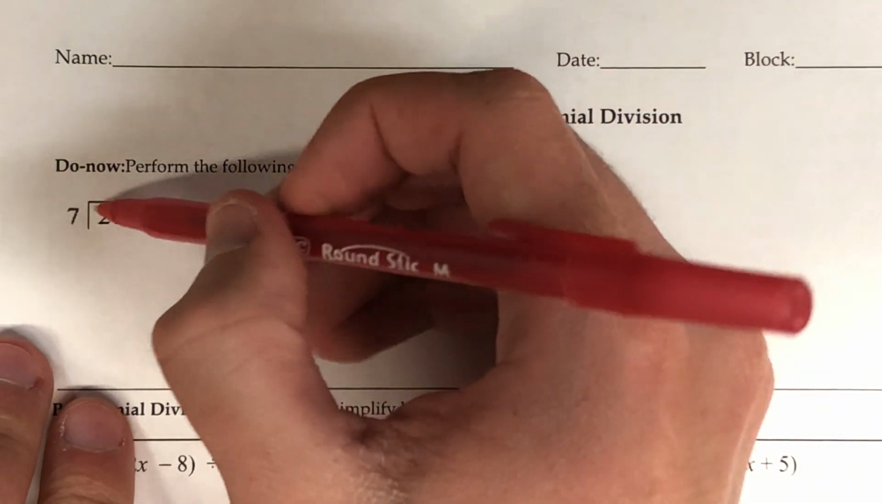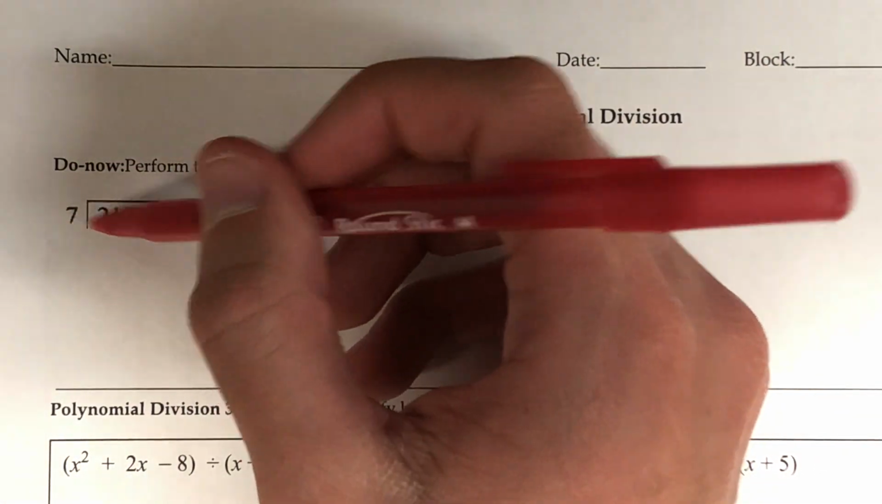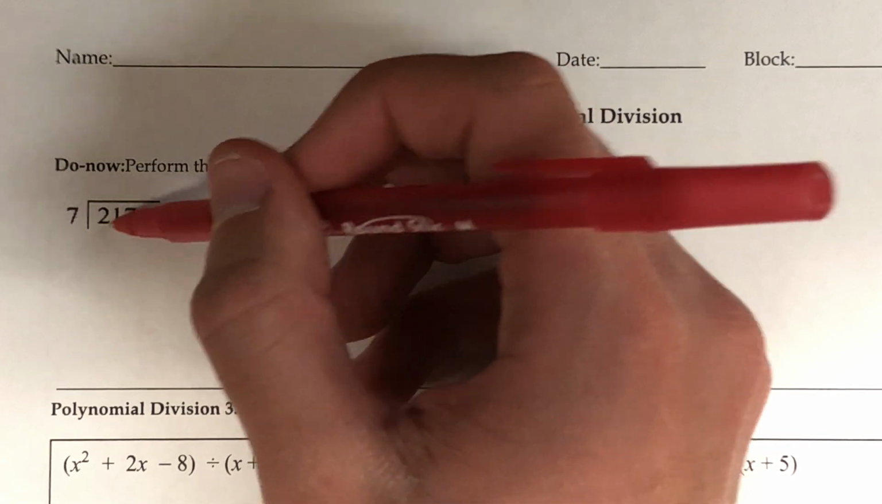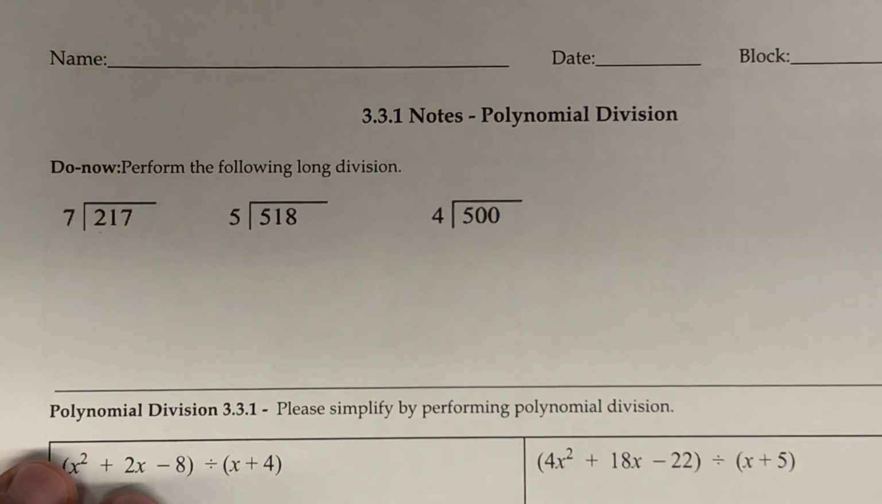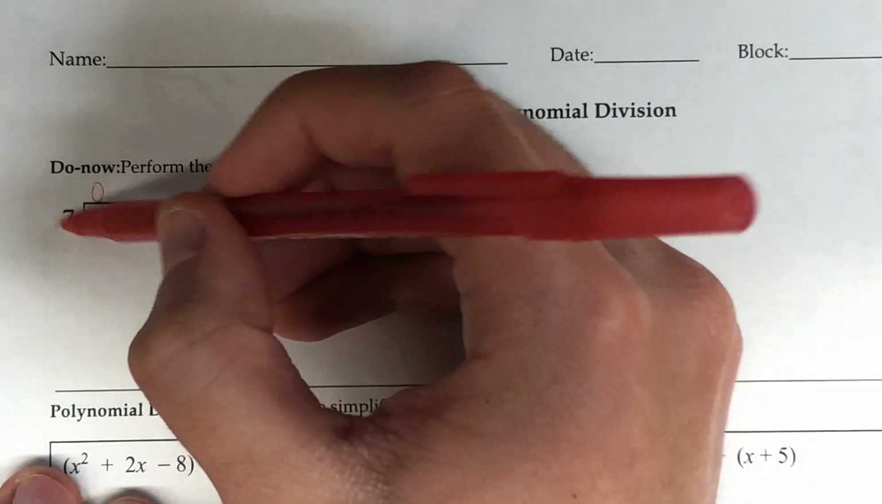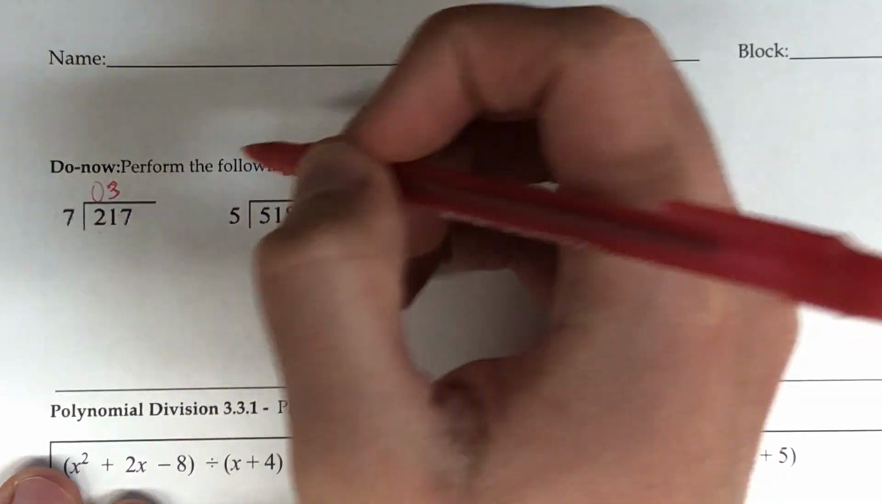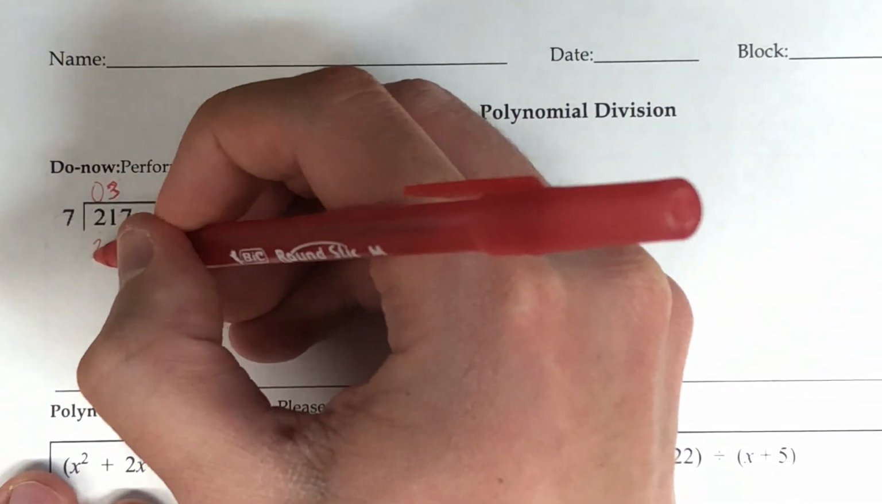So remember with long division, we take our number on the outside, see how many times we can factor it into our number on the inside. So how many times does 7 go into 2? Well, none. So throw a 0 up there. Go to the next one. How many times does 7 go into 21? Well, 3 times. And 3 times 7 is 21.